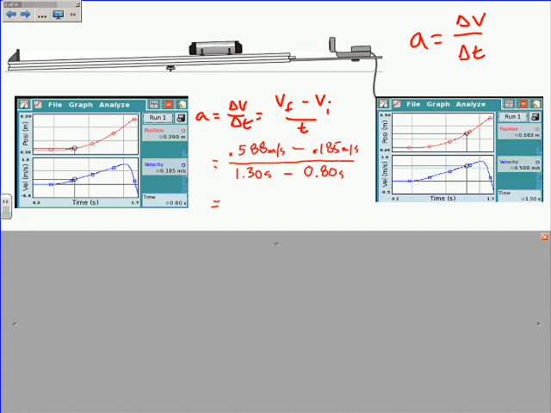And I end up with 0.806. Hopefully you remember from our discussion before, meters per second over seconds is our unit for acceleration. What is this saying? That for every second that goes by, that velocity is going to change by 0.806 meters per second. More generally, we write this as 0.806 meters per second squared.